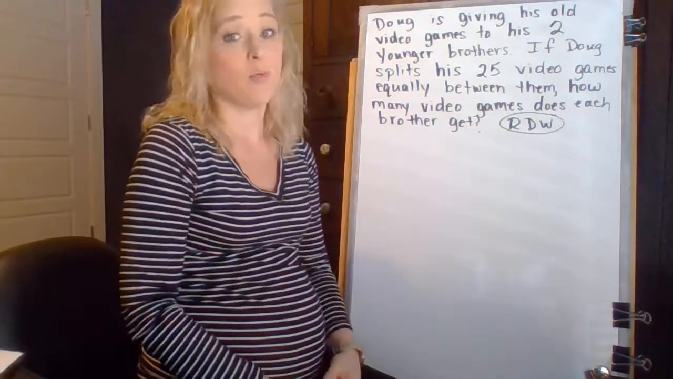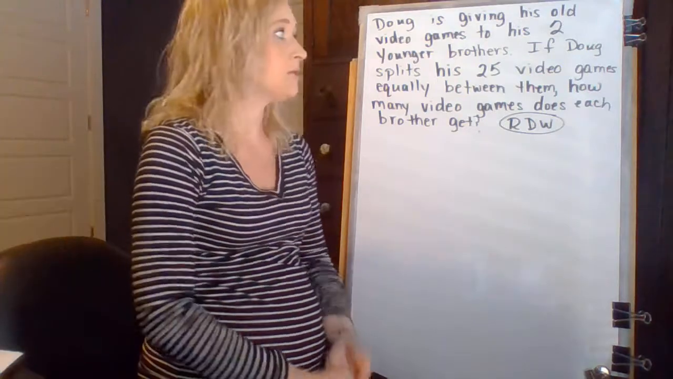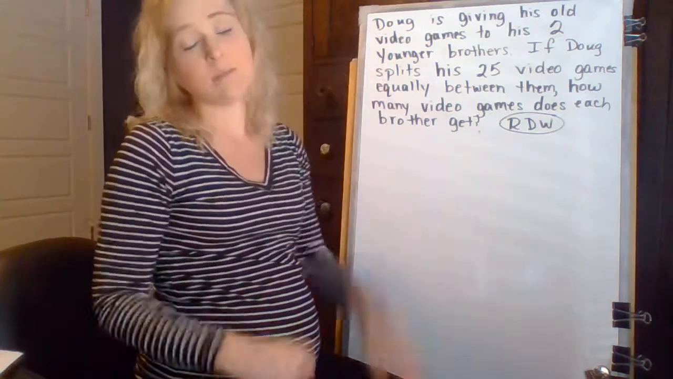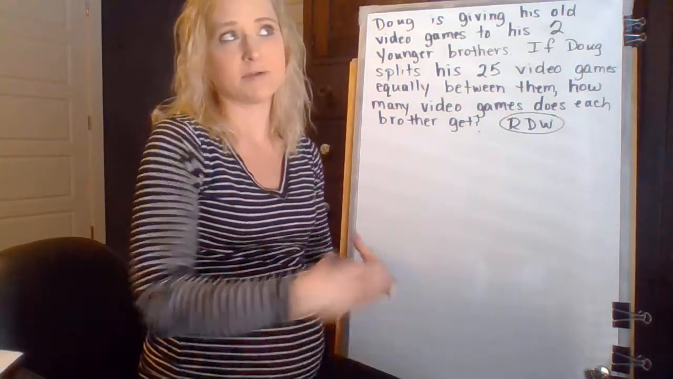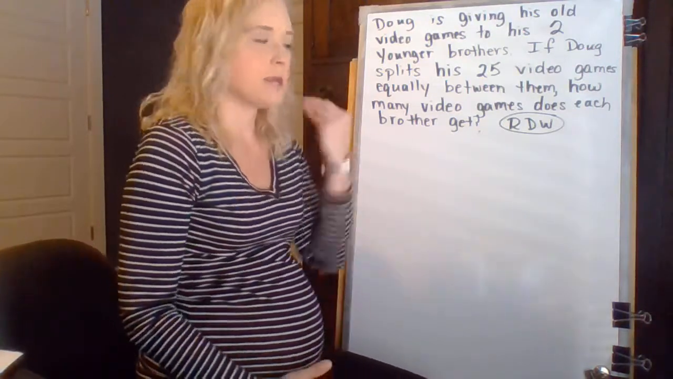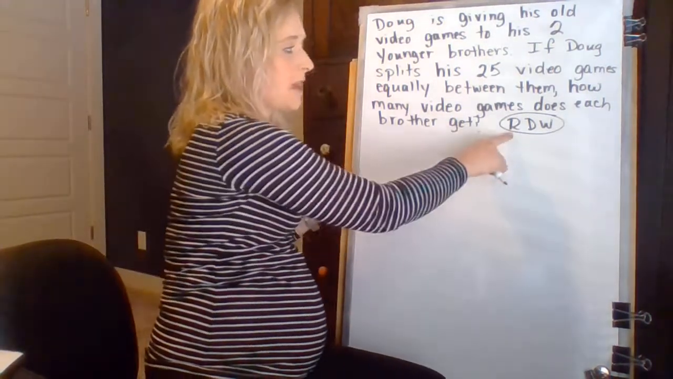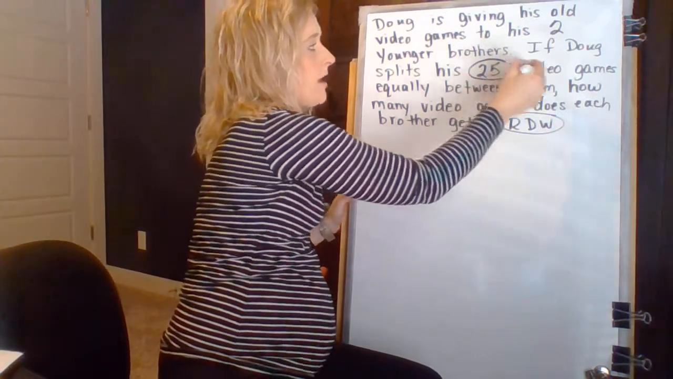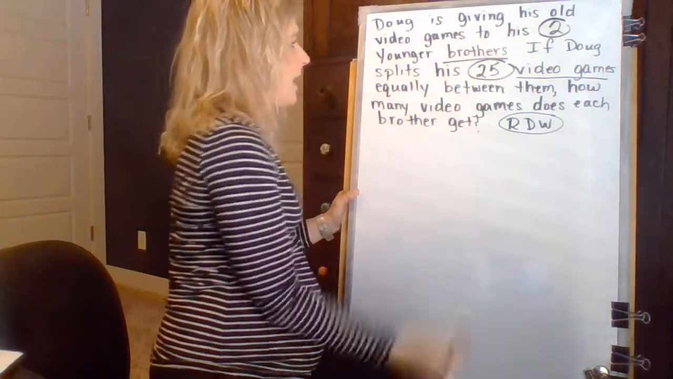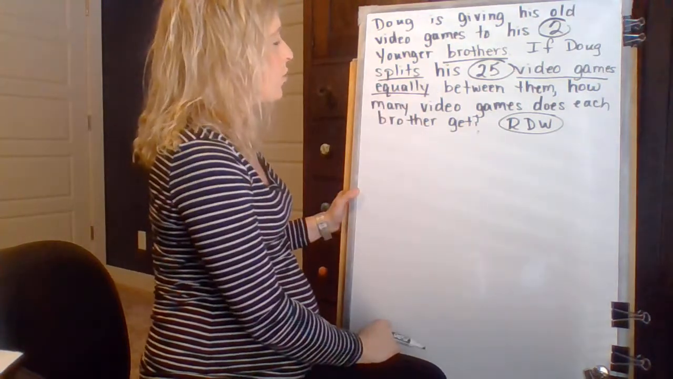Hopefully you're thinking, I'm starting with 25 and I'm splitting those out equally to the 2 brothers. So I have a group here and a group here because I have 2 brothers. Now Doug is not keeping any. He is part of the story, but he's the one giving them out, right? So we have 2 equal groups, and I'm already thinking I have to divide 25 up into 2 groups. Right now we're reading carefully, so I've got 25 video games, and he's got 2 brothers, and he wants to split them equally. That's the important information there.